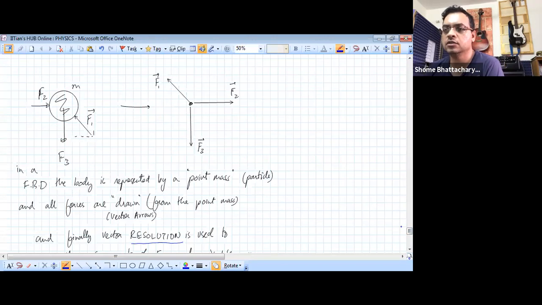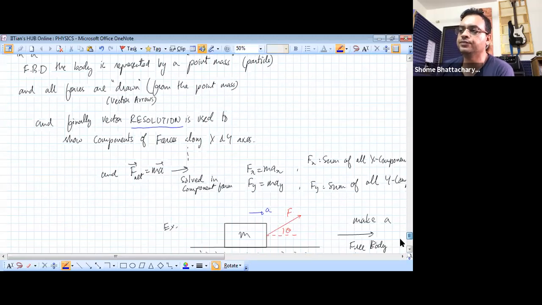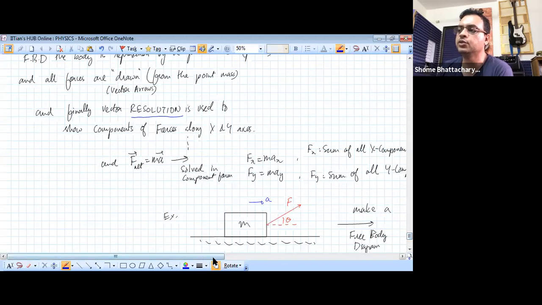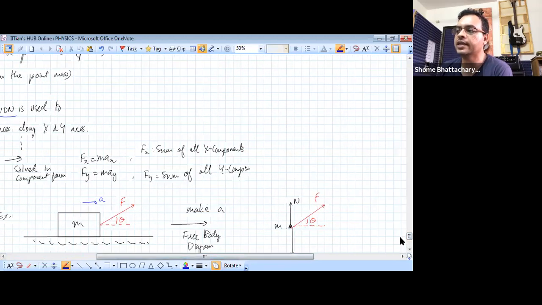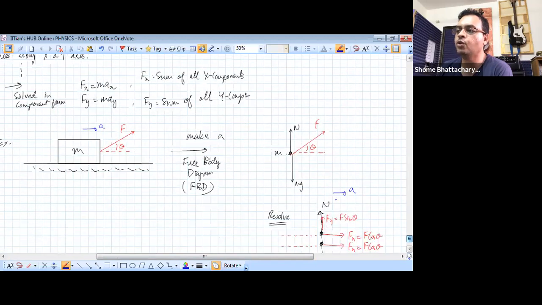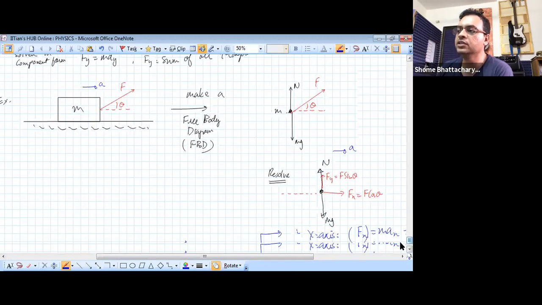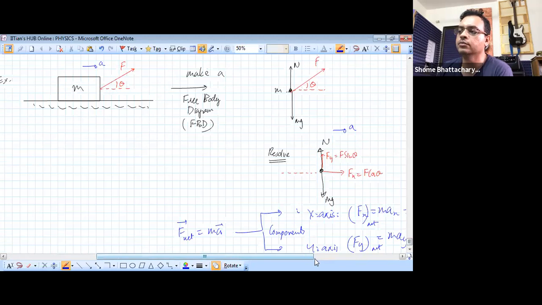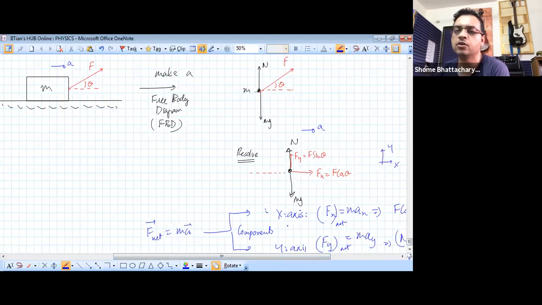Any book which has a lot of questions solved in Newton's laws will always make use of the free body diagram method. So you have to get used to this method gradually, so that in any situation where forces are acting, you are able to convert it into a free body diagram and then apply the principles of vector resolution. Like this situation, I've converted it into a free body diagram. Next, I've resolved the forces, and then I've applied Newton's second law in component form instead of vector form.